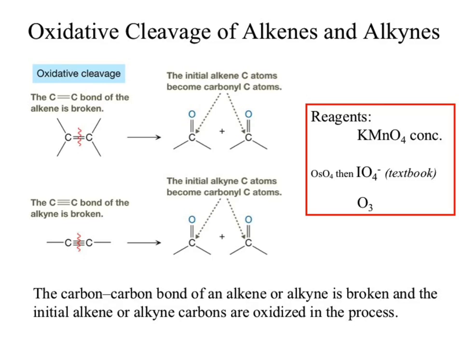In big bold letters, IO4 minus, or periodate. Periodate will do this, but it will only do it if we're reacting with a diol. But doesn't this show alkenes? Yeah, so how do I get a diol from an alkene? KMnO4, or osmium tetroxide. So when we're seeing periodate, it is always a second step.